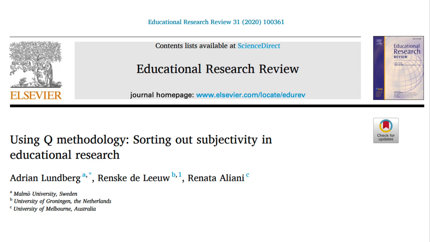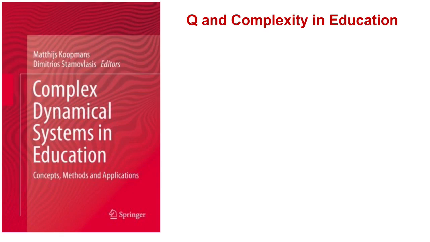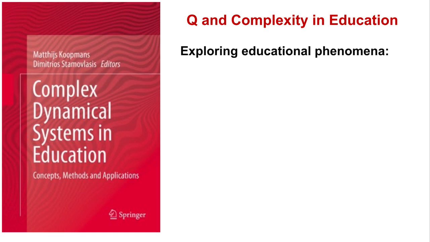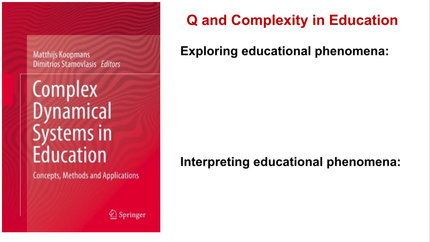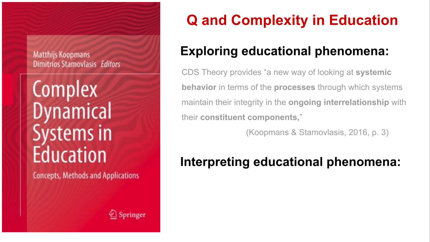recent review of educational research found some 74 studies or more that applied Q methodology across systems of educational policy or educational phenomena. And so we see now opportunities for both Q and complexity to explore and interpret educational phenomena in all of its rich complexity.